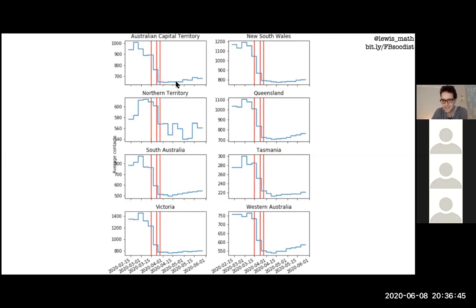So various stages over that crazy couple of weeks where we locked down. And what I'm plotting on the y-axis here is a measure of the average number of contacts by a person in each of these different states. So in the Northern Territory and in Tasmania, people have a relatively low number of contacts, much higher in Victoria and New South Wales, but everywhere you see that those social distancing measures worked. People stopped coming into contact with each other.